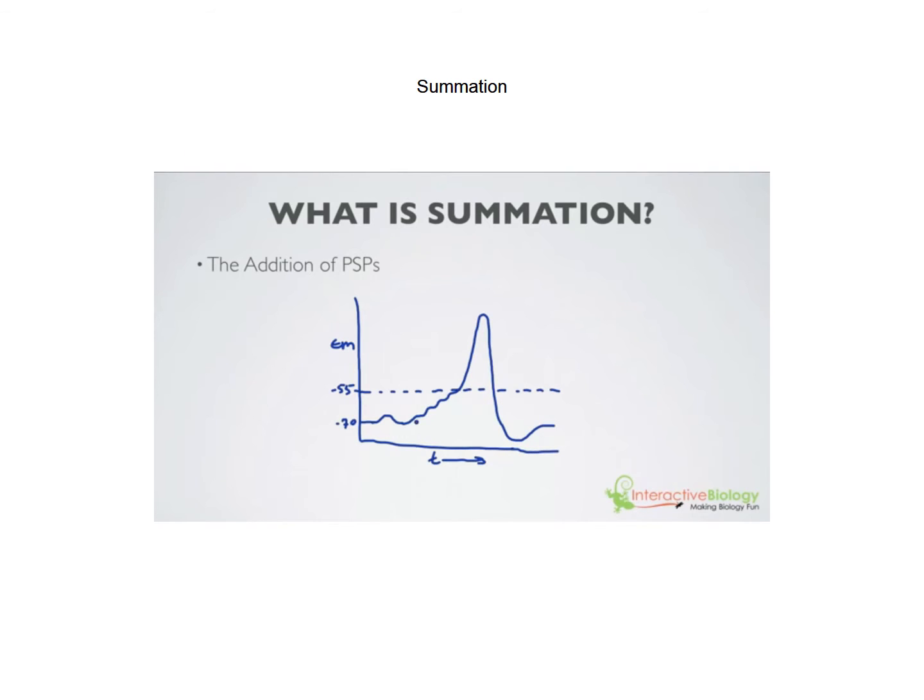So that's what we're talking about with summation. We're basically adding these postsynaptic potentials. Remember, sometimes we can get excitatory postsynaptic potentials. We can get inhibitory postsynaptic potentials that bring our membrane potential even farther away from the threshold. But we're basically adding them so that we can reach that negative 55 millivolt threshold and cause an action potential.